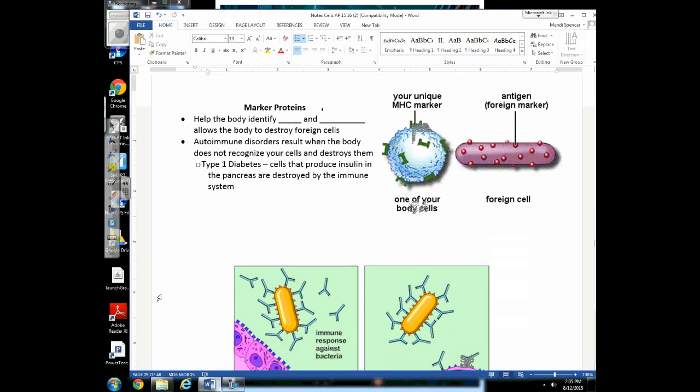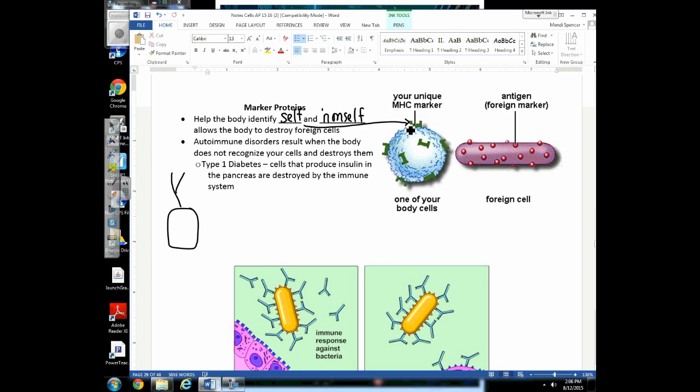Next, we have marker proteins. And we said that many marker proteins are glycoproteins. So there's a protein component and a carbohydrate chain. These proteins help cells identify self cells, as in cells that belong to you, and non-self cells, foreign cells like bacteria cells. Now this diagram is showing you that here is the marker protein.